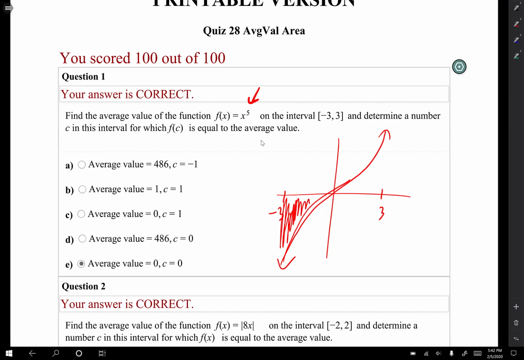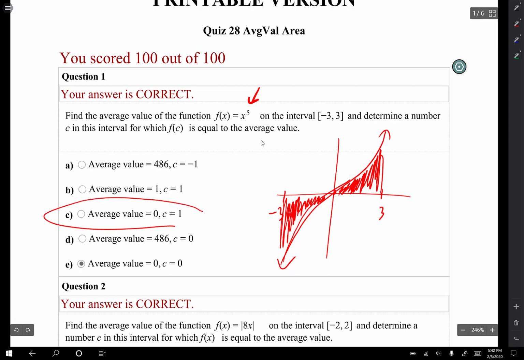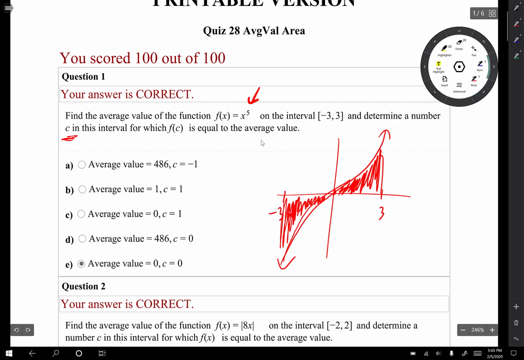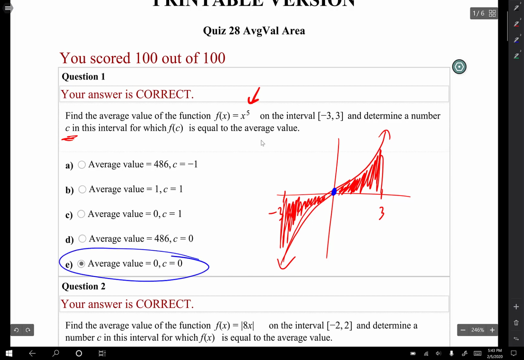Okay. So if I have this area here and I have this area here, my apologies, guys. Now we're back in business. You can see that it cancels each other out. So the average value is 0. Oh, that's not the answer. The average value is 0, and then it wants us to find a c value of where this occurs. Well, the c value of where it occurs is 0. That's where the function is 0. So 0 and 0. That's the answer.